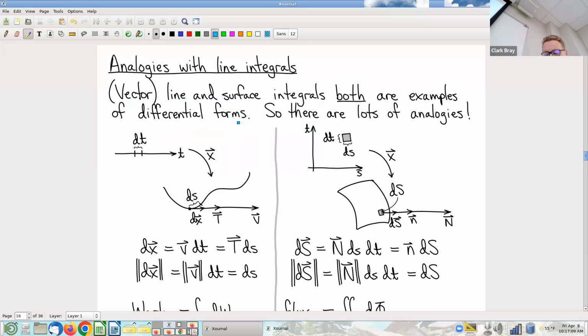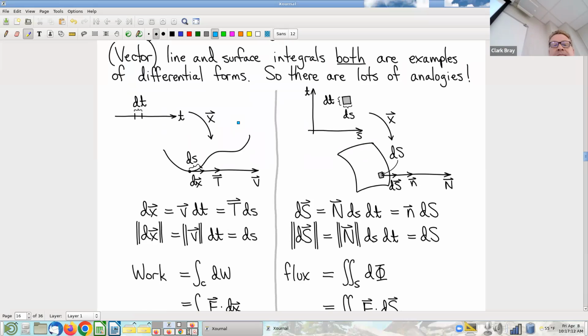Okay, all right, so let's see the analogies that we actually can see. We start off, for example, with a curve, an oriented curve, and we orient the curve by way of a unit tangent vector. With vector surface integrals, we start off with a surface. We start off with an oriented surface, and we orient it by a unit normal vector. So in both cases, we start off with an oriented thing.